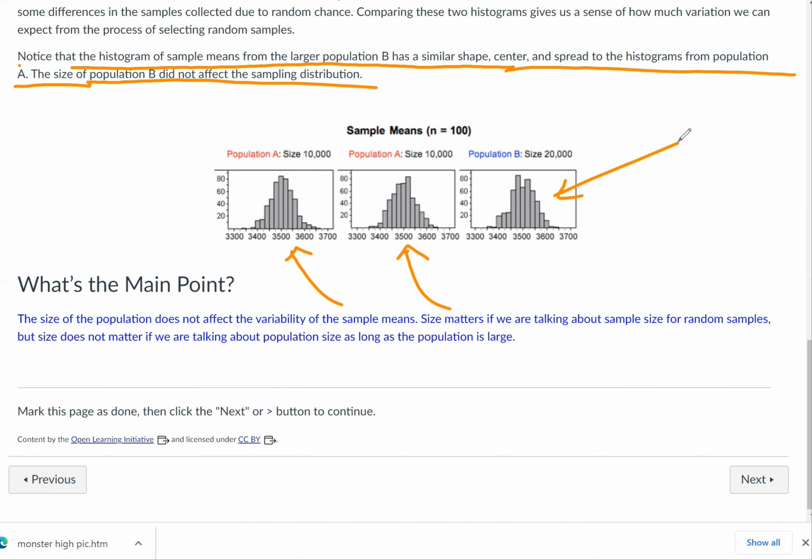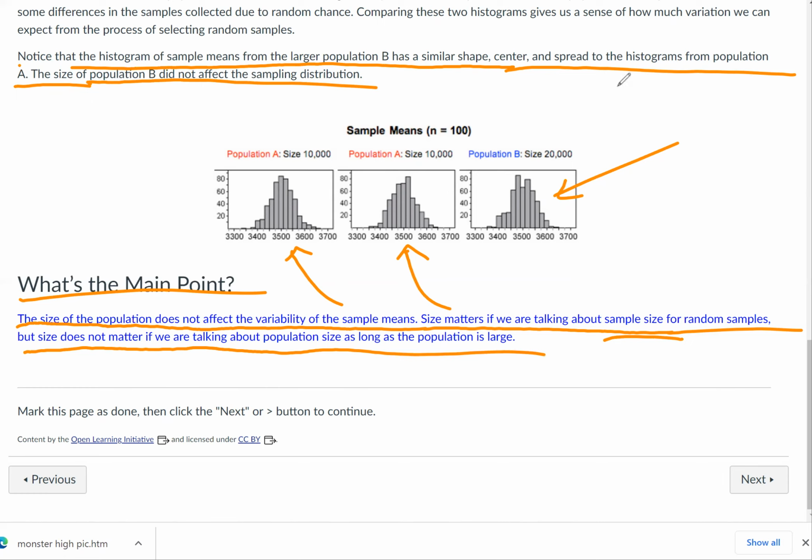The size of population B did not really affect the sampling distribution. So the main point here is that the size of the population does not affect the variability of the sample means. Size matters if we're talking about sample size, as we've discussed before, for random samples. But size doesn't really matter if we're talking about population size, as long as the population is large.